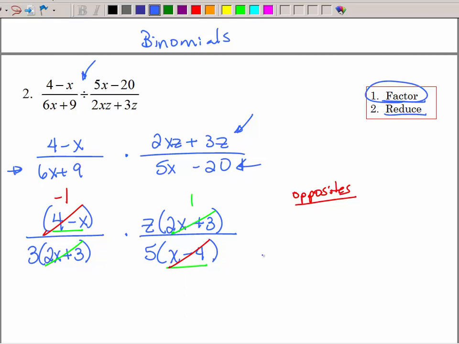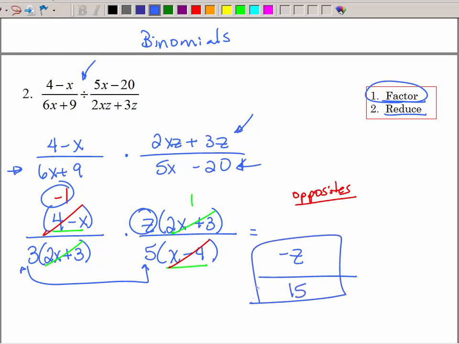So my answer is negative 1 times z. And on the bottom, all I have left is 3 times 5, which is 15. So I actually did do some multiplication, but it's not really till the end. So the directions are a bit misleading. You've got to know to factor and then reduce.